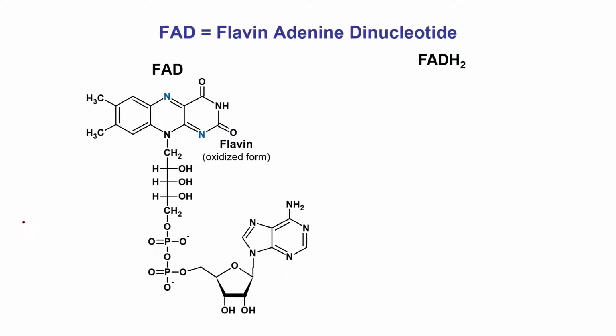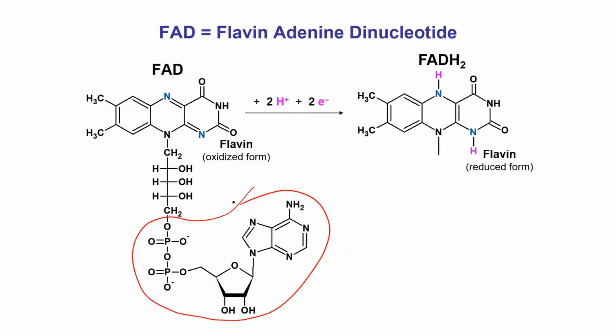So here's FAD+. Again, you've got adenosine and a diphosphate, and then this flavin, which comes from one of the vitamins that we have to consume. It will take both hydrogens and become FADH2. The H2 literally stands for the 2 H's attached to the new reduced form of that molecule.